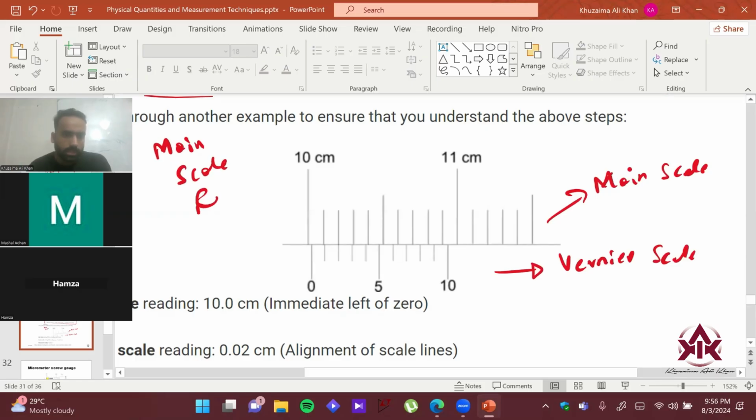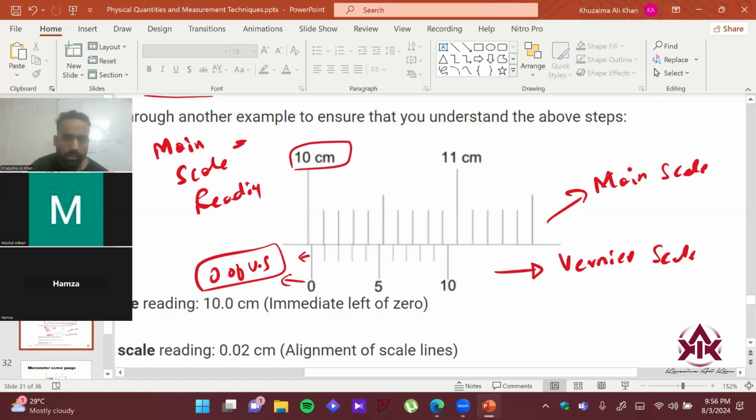So your main scale reading is the value. अच्छा, this is a zero of the vernier scale, right? So what is your main scale reading? It is the reading which is before, on your left of your zero of your vernier scale, right? So what do you see on your left of your vernier scale? It's 10 centimeter, right? तो यहाँ पे point नहीं आ रहा. If you see कि यहाँ ये 10 से 11 जा रहा है, right? So it's 10.1.